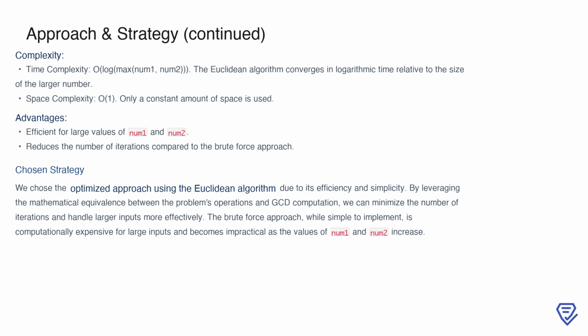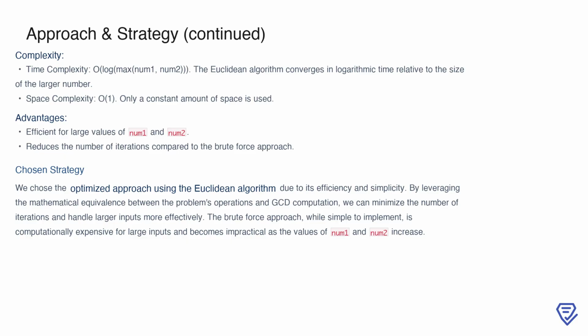One of the key advantages of this approach is that it minimizes the number of iterations by leveraging the mathematical equivalence between the problem's operations and the steps in the GCD computation. This efficiency allows it to handle large values of number1 and number2 gracefully. Given this, the optimized approach becomes the clear choice for this problem.